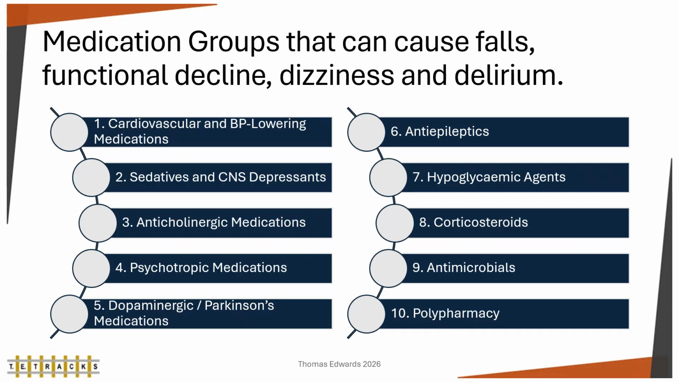So I briefly mentioned medications, and there are actually quite a lot of different medication groups that can affect things like falls, functional decline, dizziness, and delirium. These are just the main categories, but within the link for all the resources that you get after the course, you will find a full handout on these, which is worth looking into for your future development.